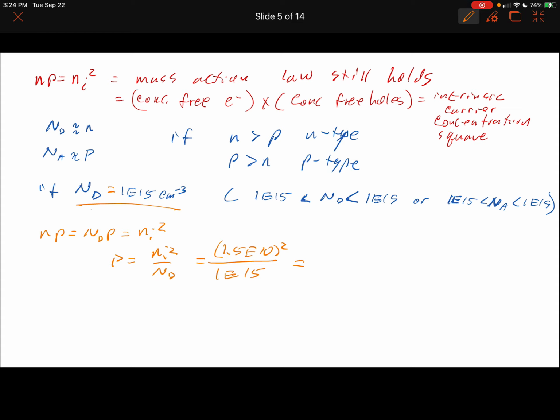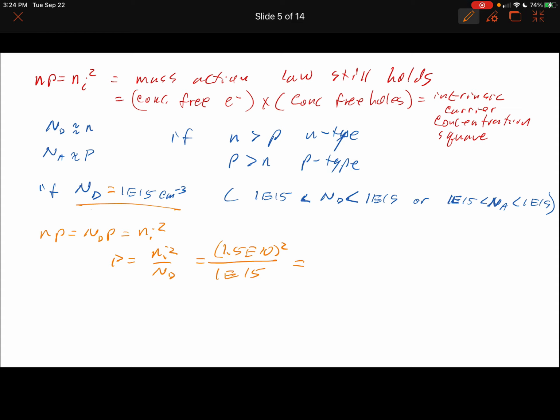If Na is equal to, say, 1e16, then n would be ni squared over Na. And I know this sounds like I'm doing examples, I am, but I'll do more of them in the recitation. 1.5e10 squared over 1e16. That would equal 22,000 electrons per cubic centimeter. It's p-type.